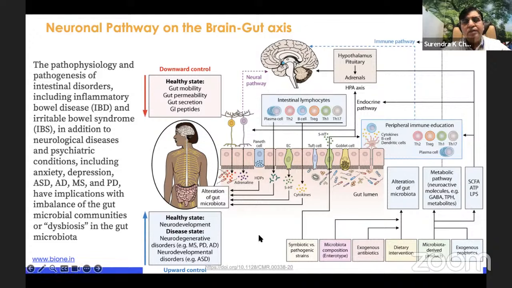In the case of disease status, it is upward communication, which is easily reversible. If I have a dietary intervention, or a probiotic intervention, or a diet based on my enterotype, then I will be able to better manage this dysbiotic scenario, move toward the eubiosis scenario, and control the whole pathway. You can see that each and every organ is connected through either the vagal nervous system or the enteric nervous system.